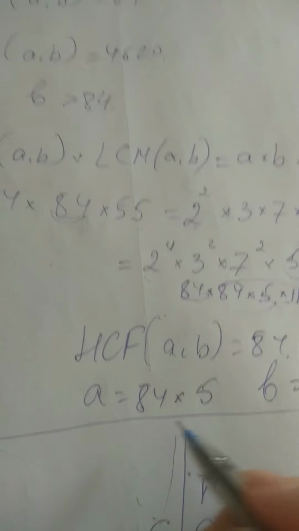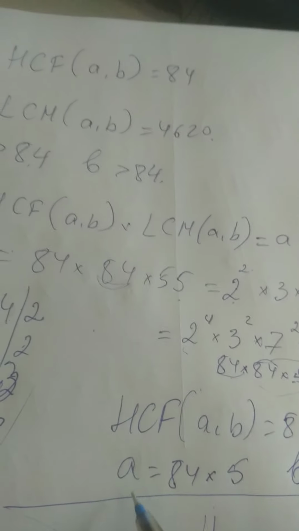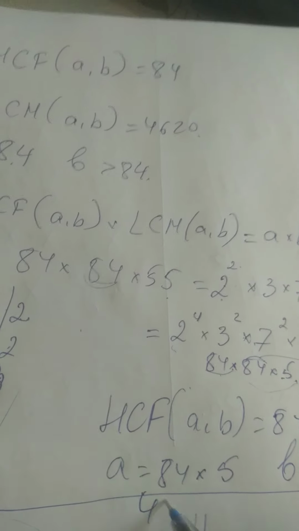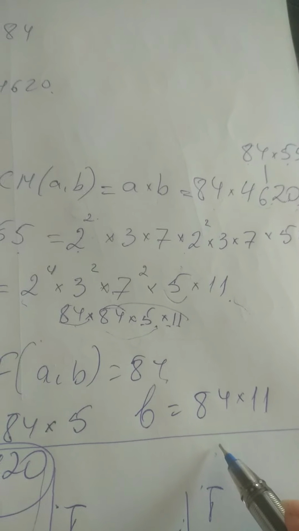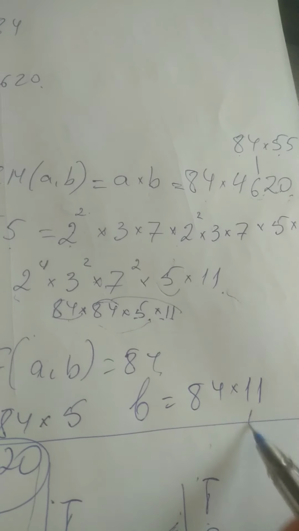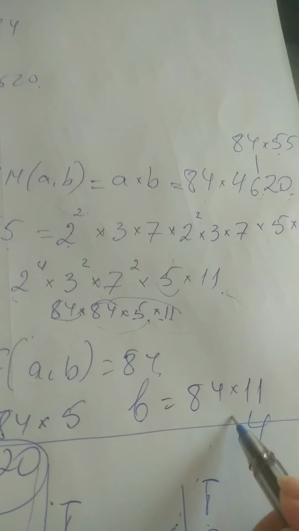I think 420, yeah? 400, how can I write? 420 for A, and for B, 84 plus just 84, 4, and then 2, then 9. So that's it. So our A is gonna be what? 420, and B is gonna be 924. That's it. Okay, this one is the solution of 9. I hope you can understand.